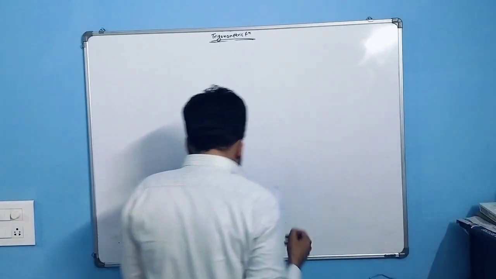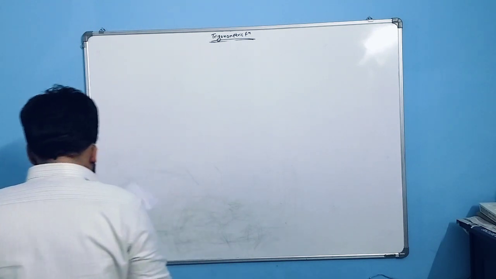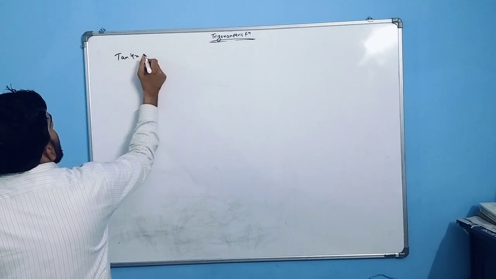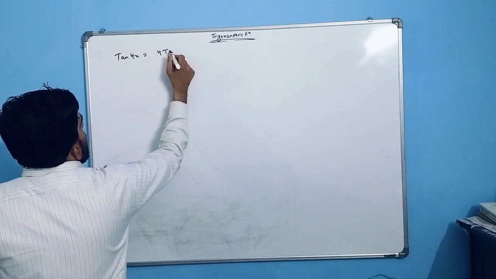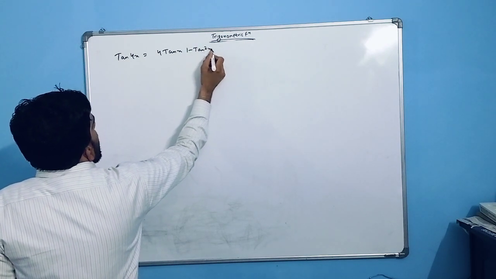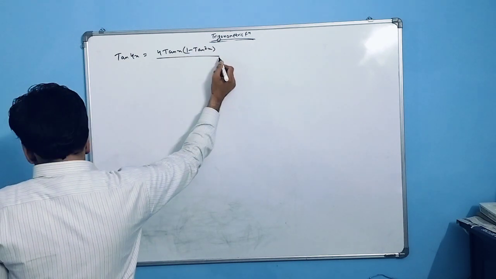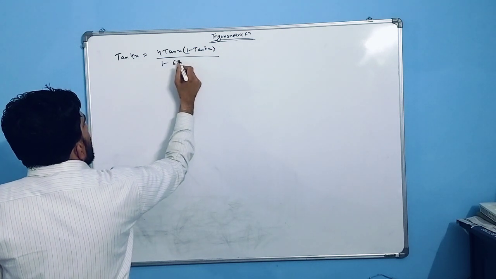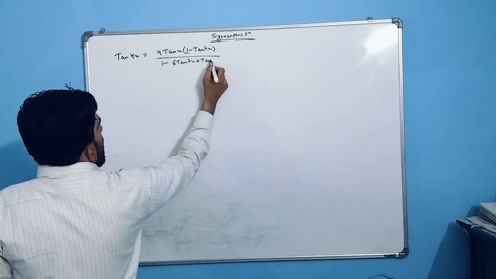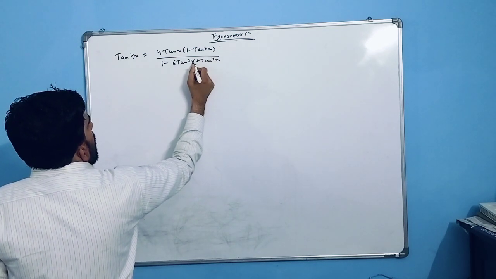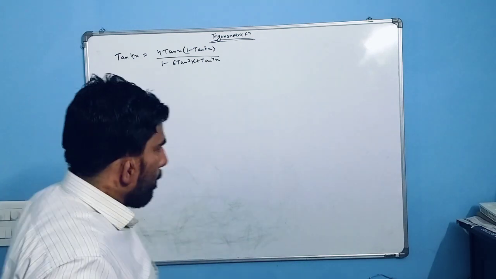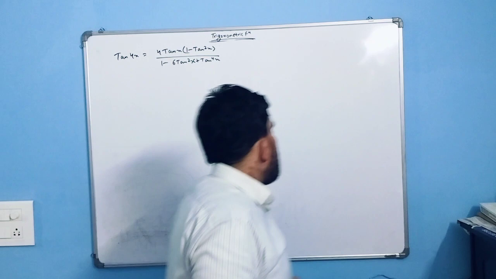Okay, now the next numerical I have is tan 4x, and we need to prove it equals 4 tan x (1 minus tan square x) upon 1 minus 6 tan square x plus tan 4x. Now let us see how we will be able to solve it.